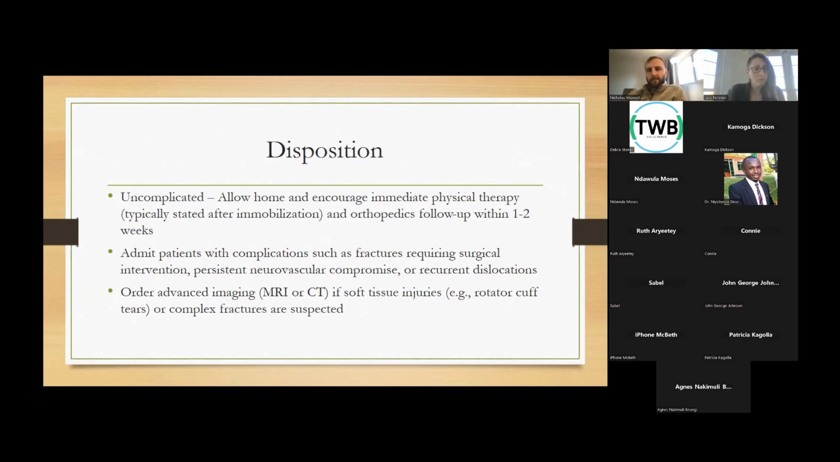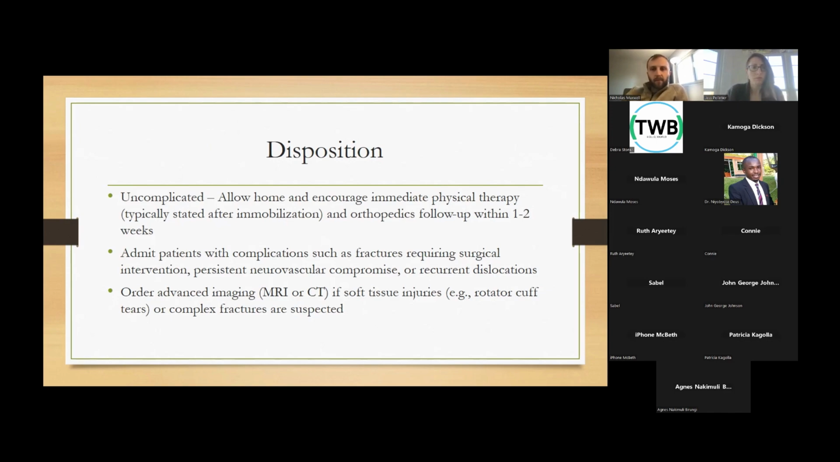So if it was uncomplicated, the patient is having it for the first time, and you reduced it on the first attempt, after successful reduction you could allow the patient home, have them followed up by orthopedics within 1 or 2 weeks, and then encourage early physiotherapy, which should also be done by a physiotherapist. That typically should be exactly when the immobilizer is coming off. So when the brace is applied for say 1 week or 3 weeks, at the time when the brace is coming off, they should be starting physiotherapy there and then.